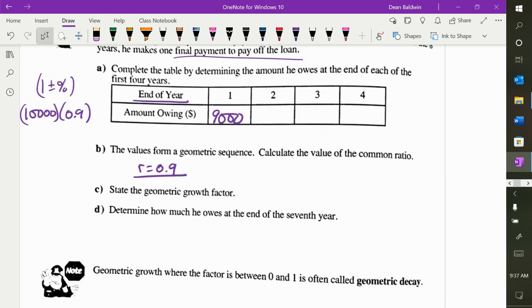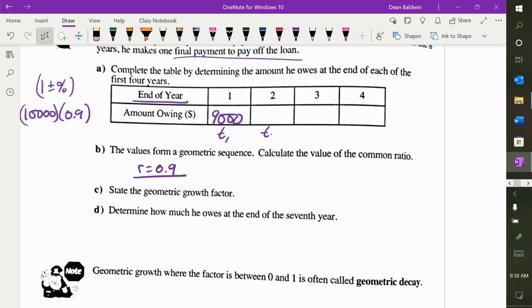How much is he going to owe at the end of the 7th year? In my opinion, 3,625. So you would be wrong. Okay. So this is the beginning of the sequence. There's T1. After 1 year, he owes 9,000. That's our A value. After 2 years, what's he going to owe? You're going to multiply by 0.9 again, right? That's essentially what we're doing here.